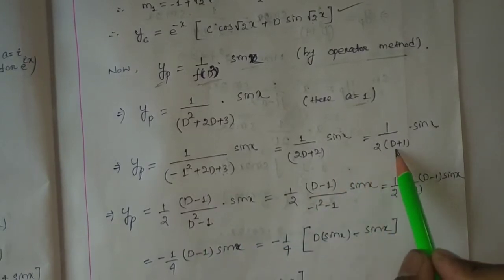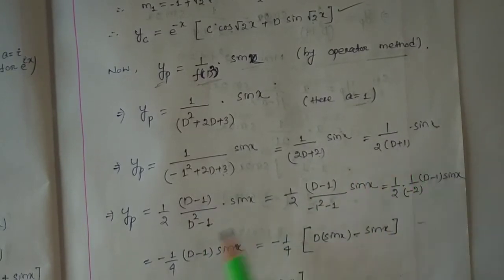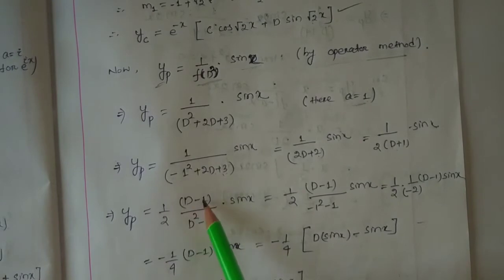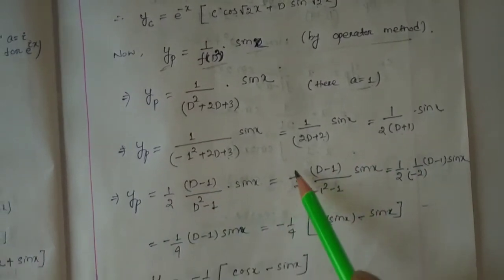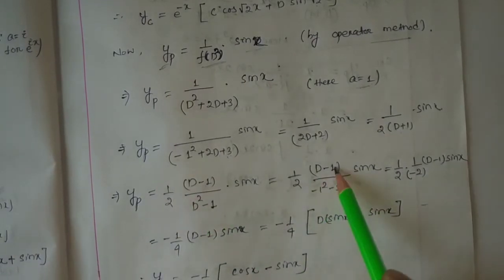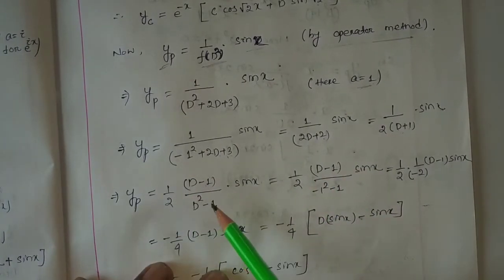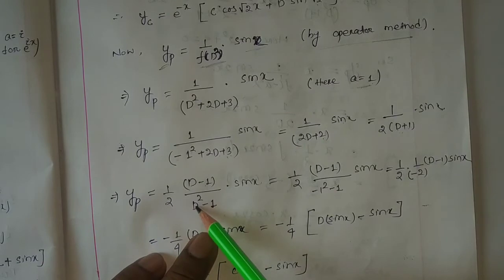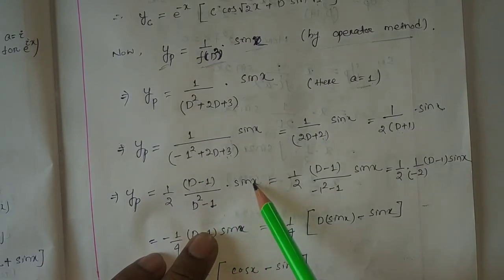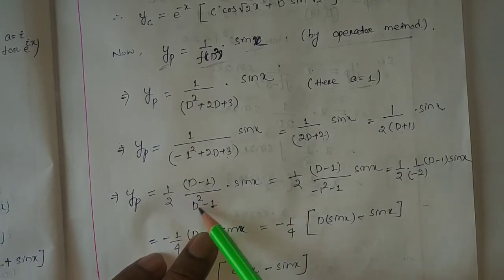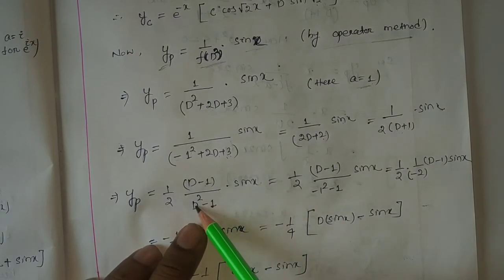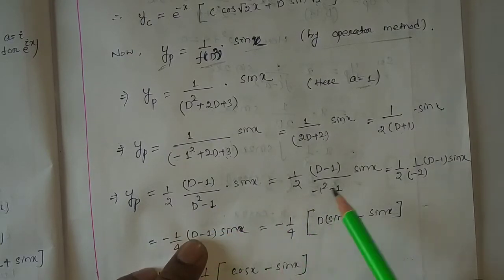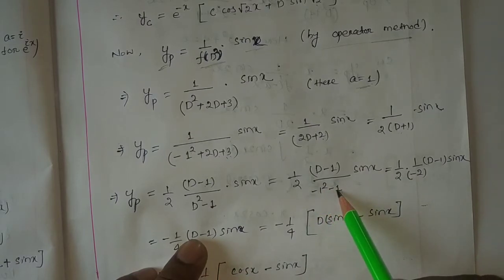So the denominator will be (D plus 1)(D minus 1), that is D square minus 1, and the numerator is D minus 1. So already 1 by 2 is there: 1 by 2 into sin x, and the denominator is D minus 1 divided by D square minus 1. Here you can see D square again came into the picture. So sin ax, a is 1. If D square came, and sin x is there, we have to put minus a square instead of D square. So minus a square minus 1, sin x.